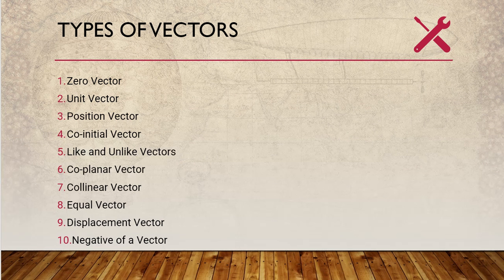If a point displaces from origin to some other point, then that displacement is known as displacement vector. And lastly, a vector equal and opposite to one specific vector, then we call it a negative of the previous vector. So these are the different types of vectors.